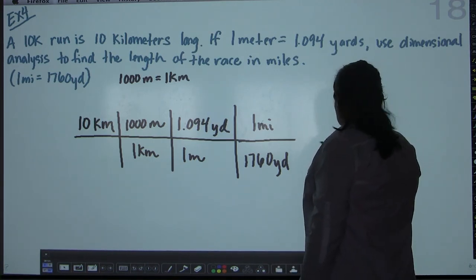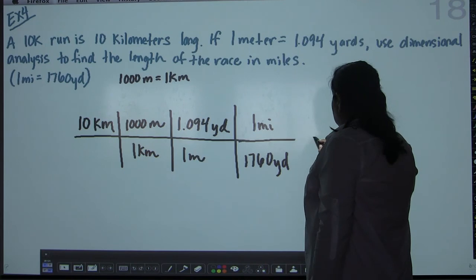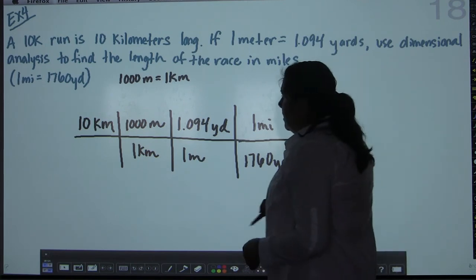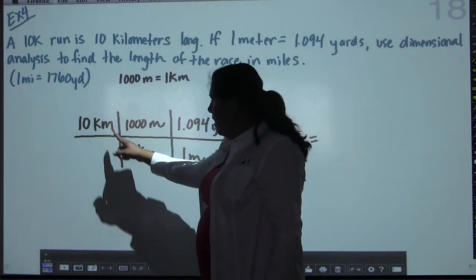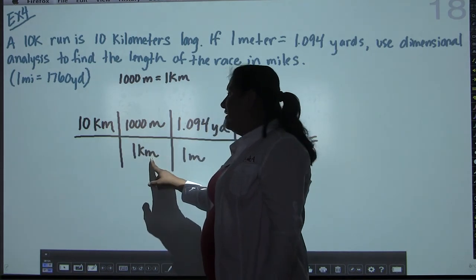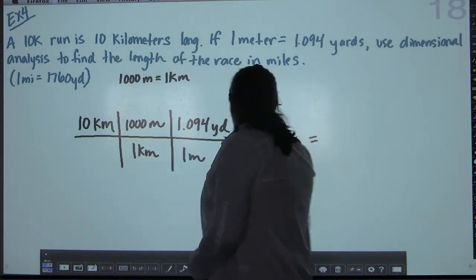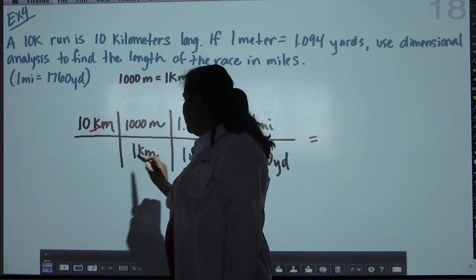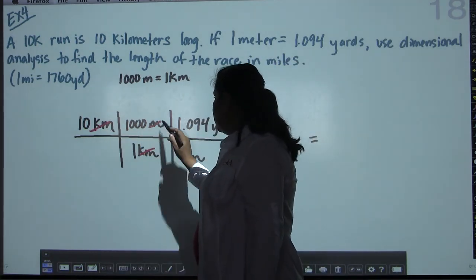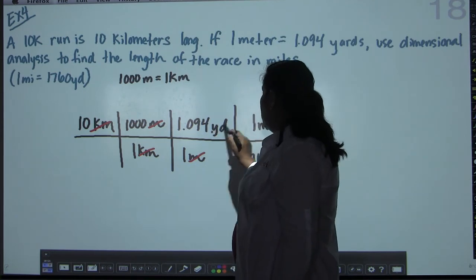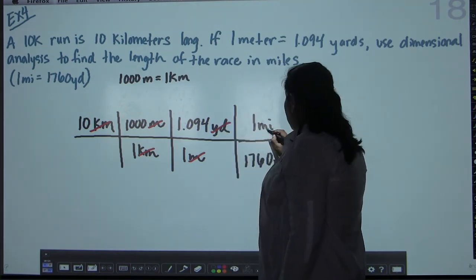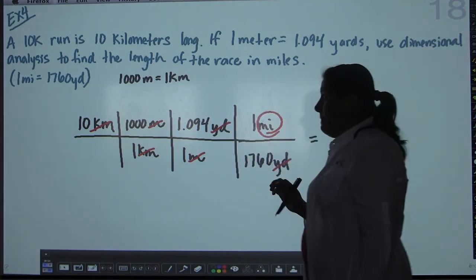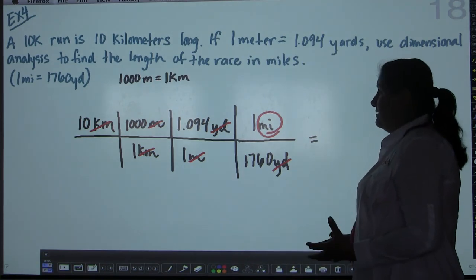So now I think we can probably call this done. Again, I want to just be clear that you always want the units to be opposite, one on top, one on the bottom, so that they can cancel. As you will see right now, these kilometers are going to cancel with this kilometer. This meter is going to cancel with that meter. These yards are going to cancel with those yards, and I'm going to be left with miles as my units. And that's what I want. I want to figure out what this race is in miles.